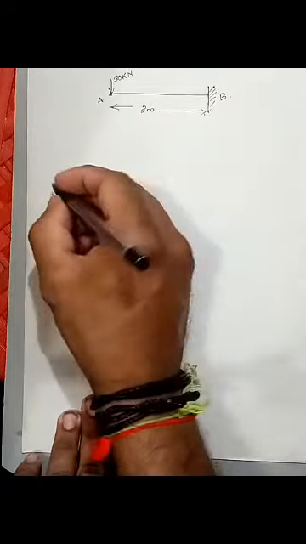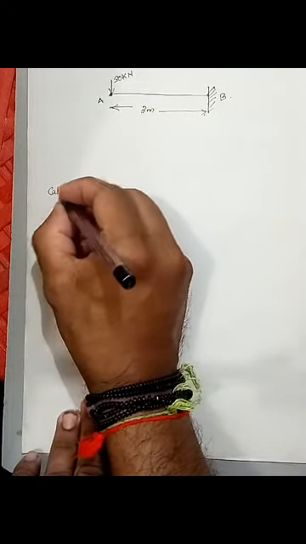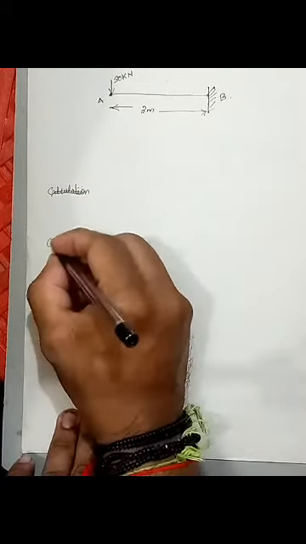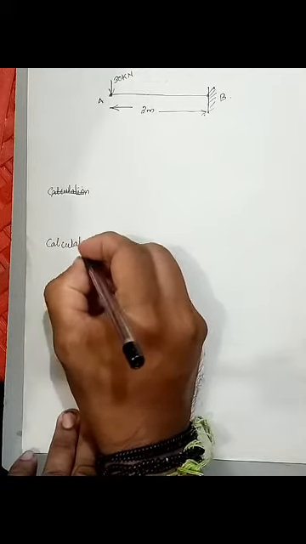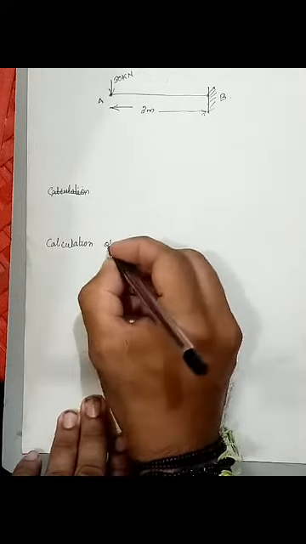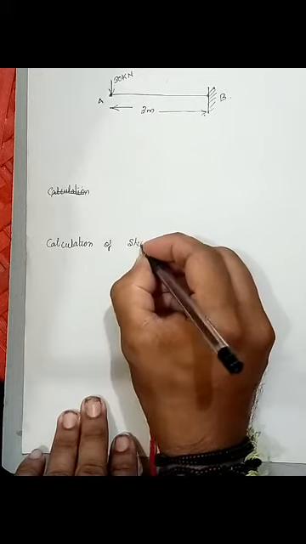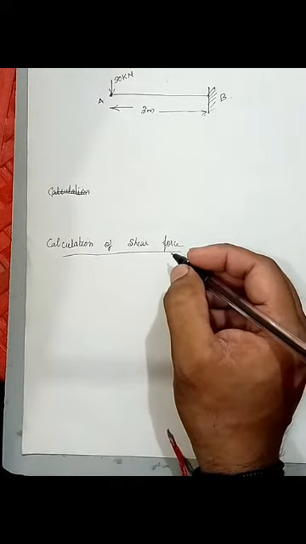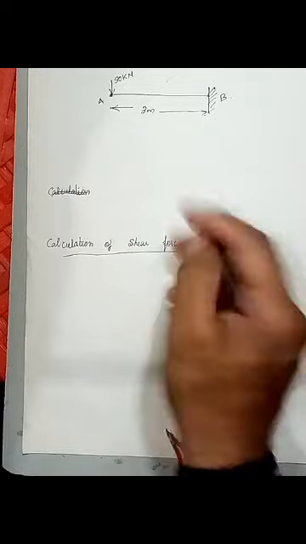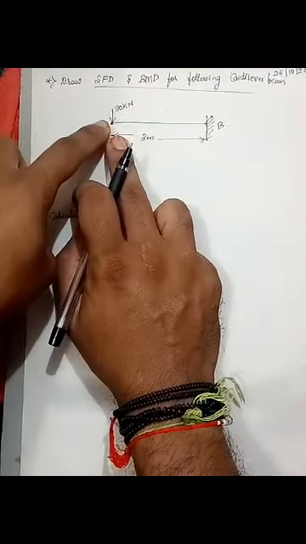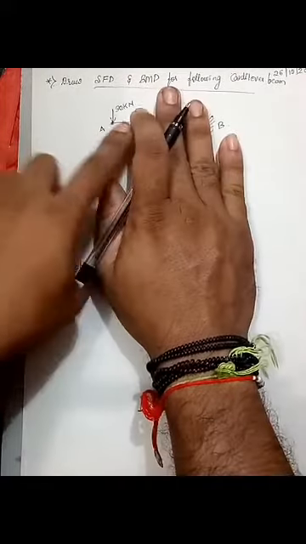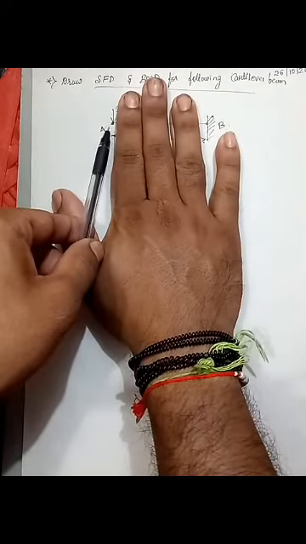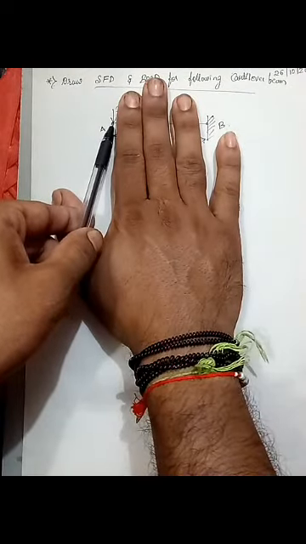So now you can find out calculation of the first one. Calculation of shear force. What is shear force? Shear force at a point in a beam is the summation of all the forces including reaction either from the left hand side or from the right hand side. Now I will keep my hand here. I'll just see the left hand side of the point A. Shear force at any section, at section A.